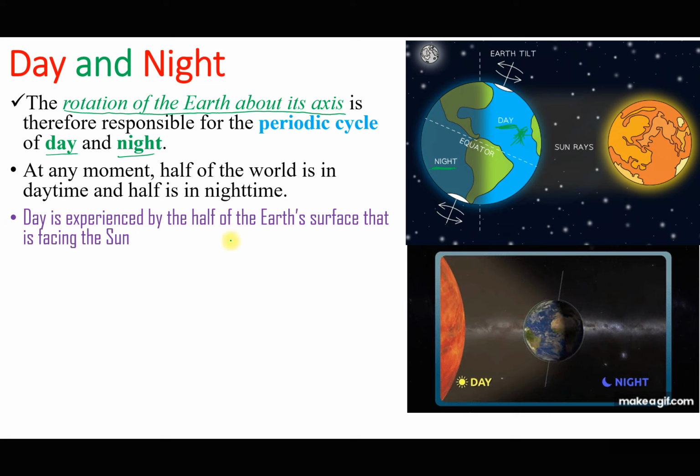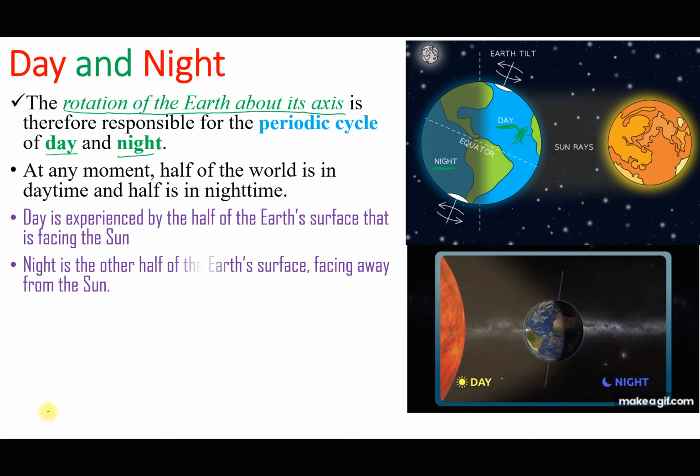So day is experienced by that half of the earth's surface that is facing the sun, and night is the other half of the earth which is facing away from the sun. And the cycle continues in a time of 24 hours, where approximately 12 hours could be day and approximately 12 hours could be night. Sometimes day could be longer than night, but the total is approximately 24 hours.